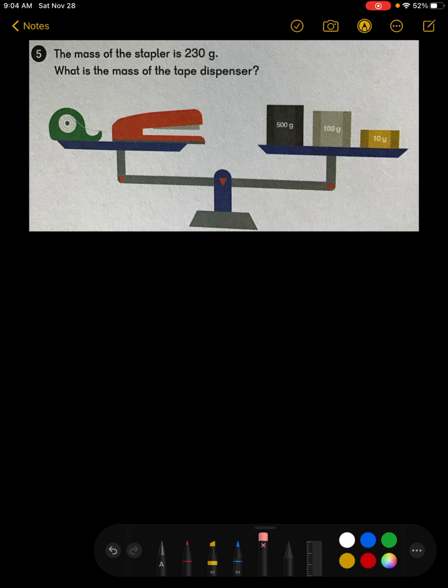We see that the text of this problem says that the mass of the stapler is 230 grams. What is the mass of the tape dispenser? So automatically we know that we're talking about two different items, so we can actually draw a bar for each of those in a bar model.